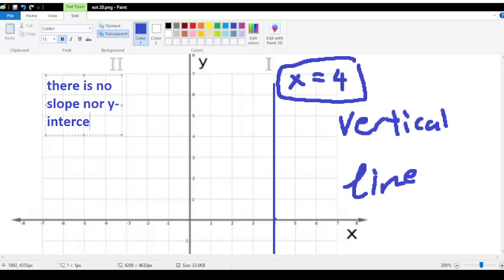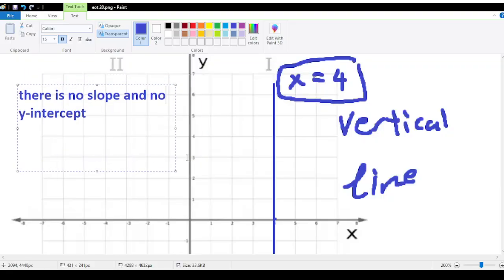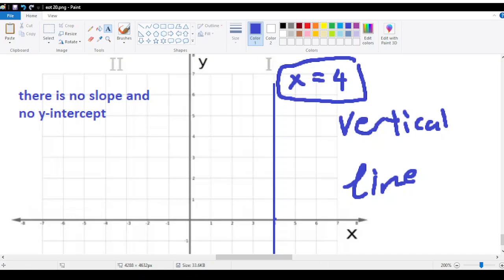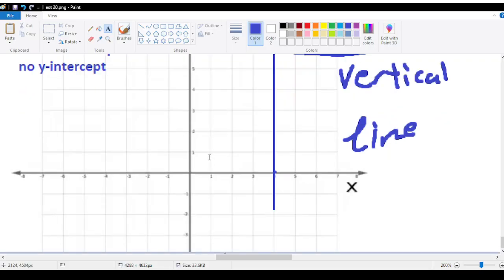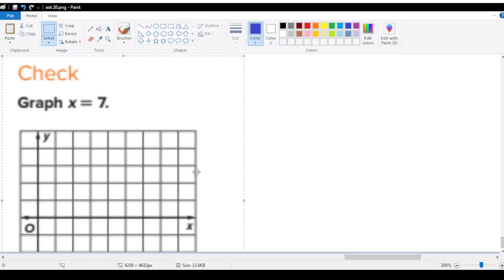Do you know what the meaning of nor is? Neither slope nor y-intercept, or there is no slope and no y-intercept, because it's a vertical line and you cannot compare it to y equals mx plus b. If I told you x equals 7, do you know how to graph it, Shamsa? Can you graph it in your book? Okay.